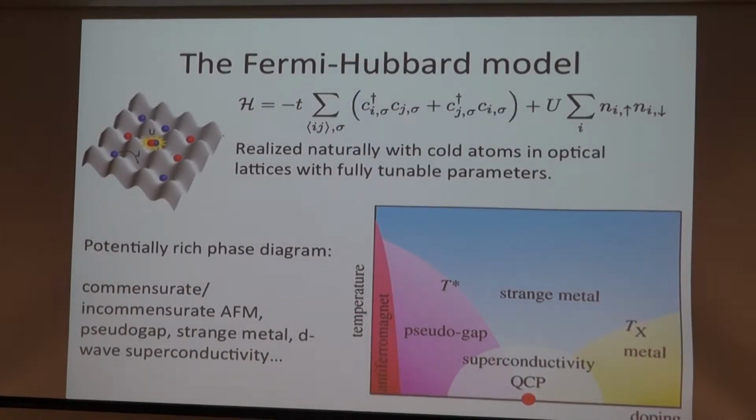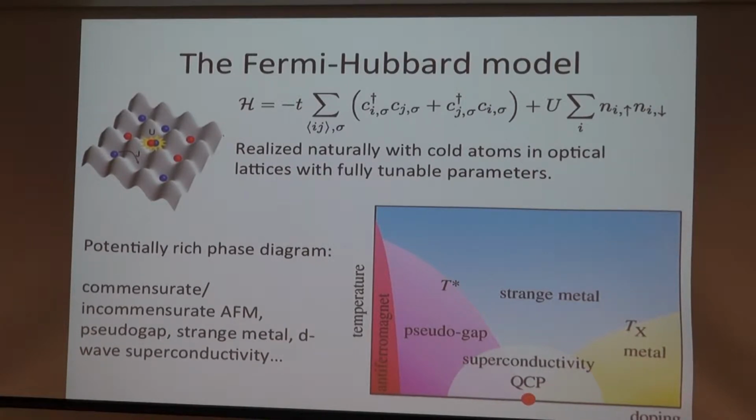Okay, so here's the Hamiltonian I would like to focus on. It's the Fermi-Hubbard model. This is a Hamiltonian that has been studied theoretically over several decades, mostly motivated by a proposal a long time ago by Phil Anderson that this Hamiltonian might capture the essential physics of the high temperature superconductors. And we still don't know if that's true.